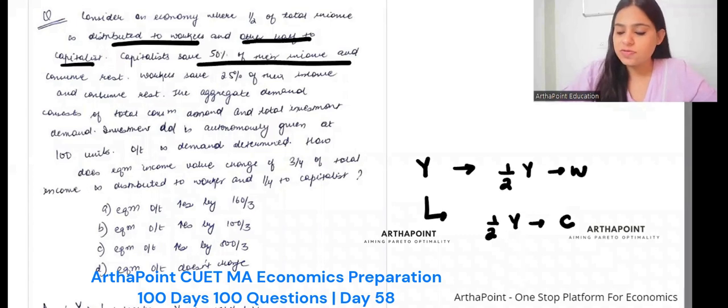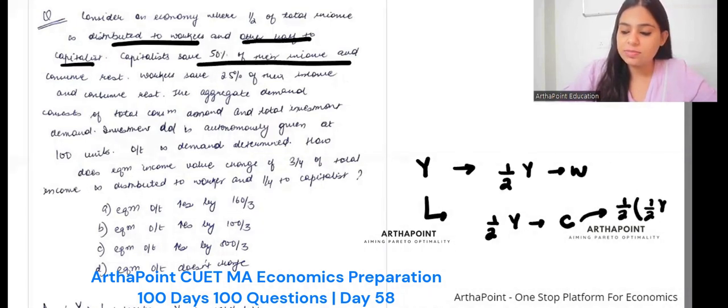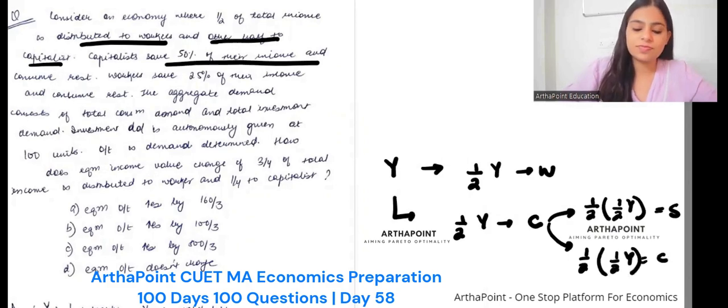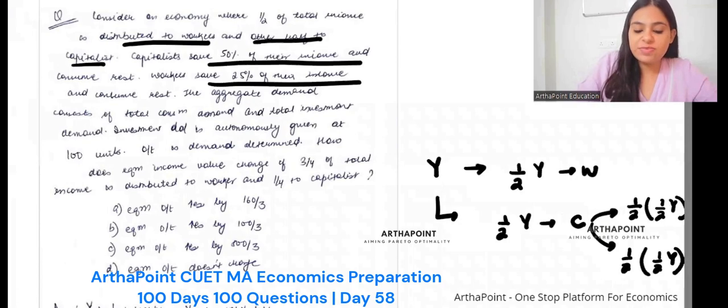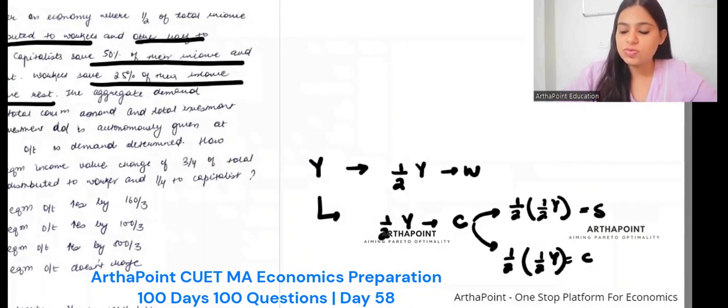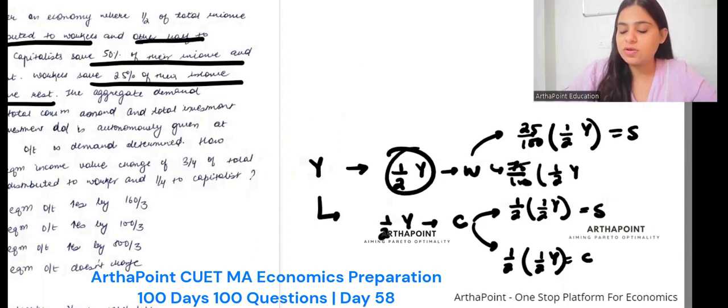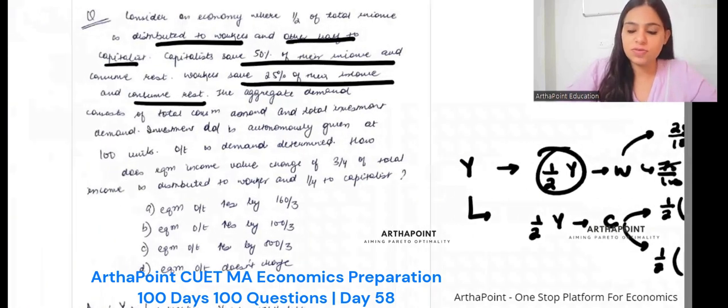Capitalists save 50% of their income. So here, half of their income, which was half of the total income, is saved. And the remaining half of their income is consumed. Workers save 25% of their income and consume the rest. So workers save 25% of their income. Their income was half of Y. And they consume the rest, so they consume 75% of their income. This is the consumption of the worker.